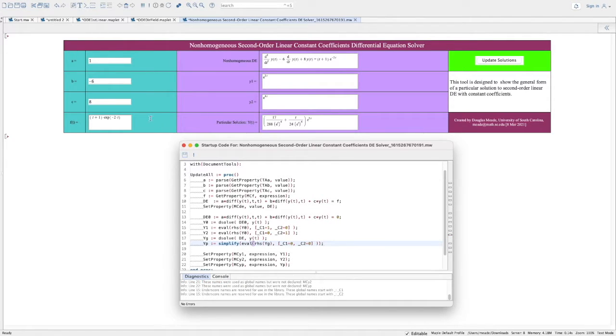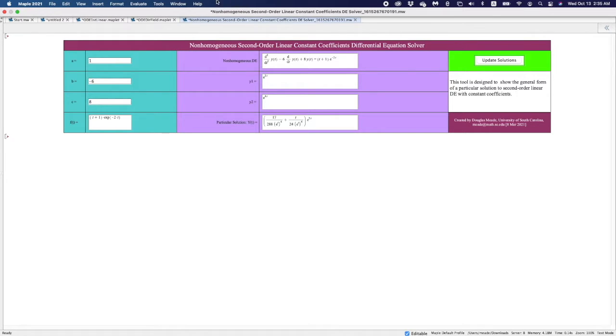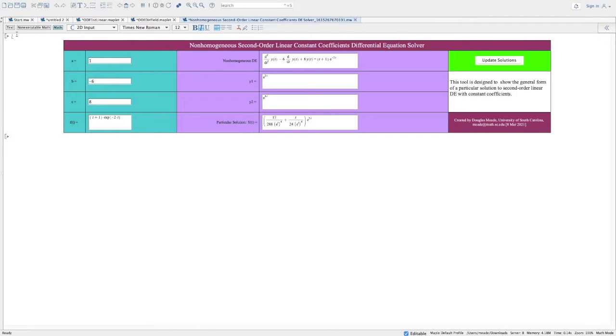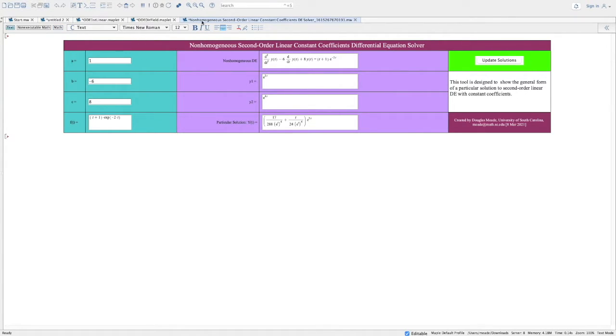Okay, and I'm going to save this code. And then I need to re-execute the worksheet, re-execute the startup code region to redefine what happens when I push that button. And so where are my exclamation points? There they are. Re-execute the worksheet. And now if I push update solutions, yes. So now this solution is simplified before it's displayed.